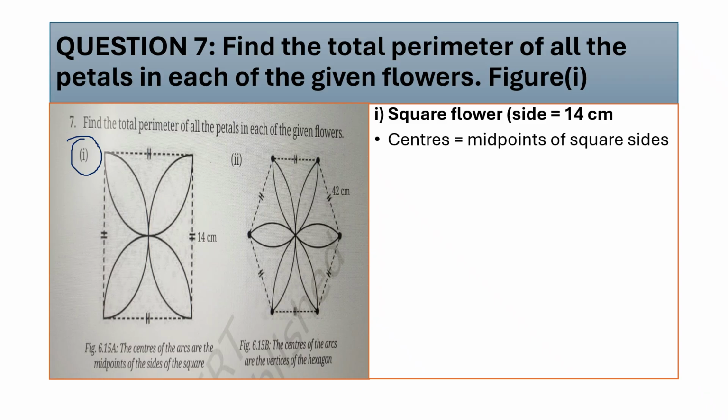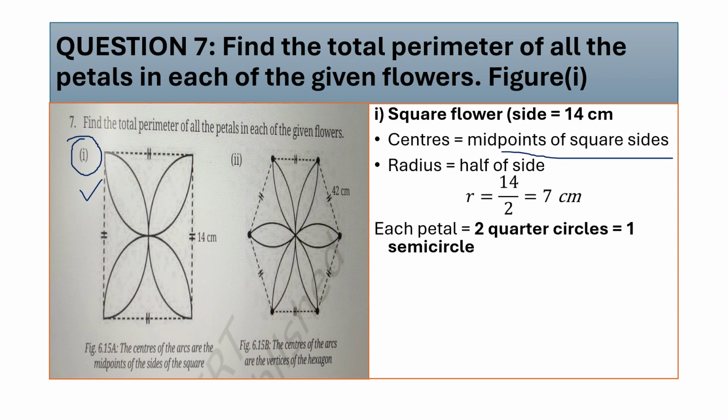Centers, when we talk about center children, we are talking about the midpoint of the square side. Midpoint of square. If you can see this figure, midpoint of square sides. What will be the radius? That is half of the side. So what is the side? It's 14, which is divided by 2 will give you 7 centimeter. So each petal, can you see that? We have 2 quarter circles. That is equal to 1 semicircle.